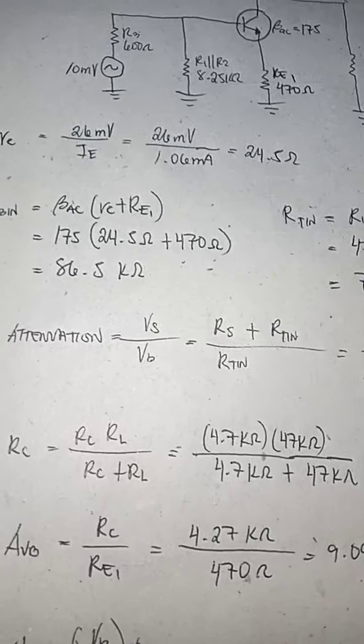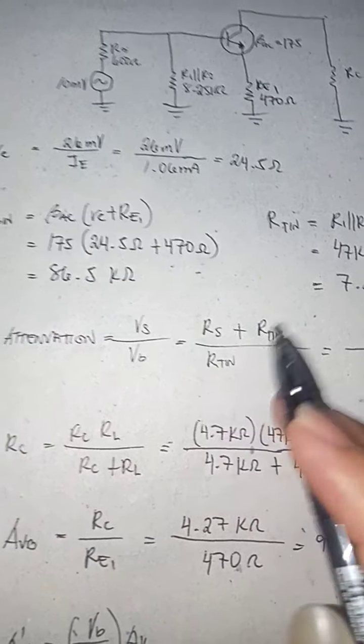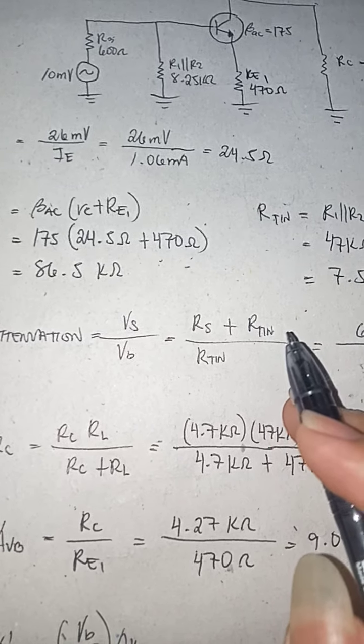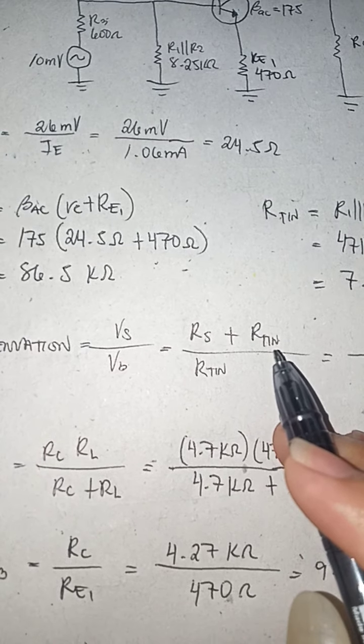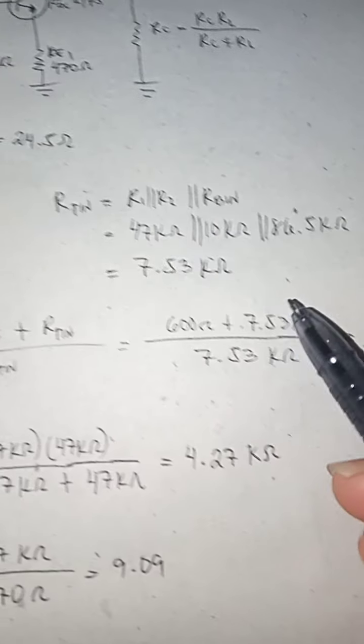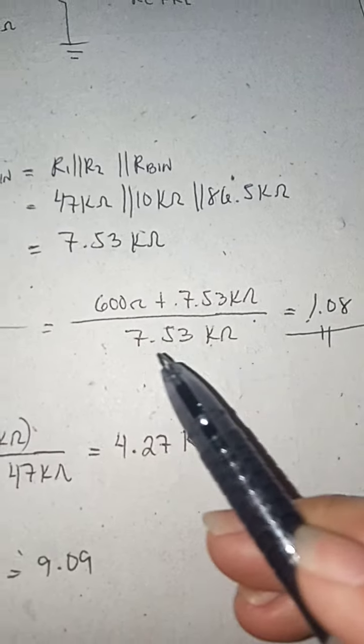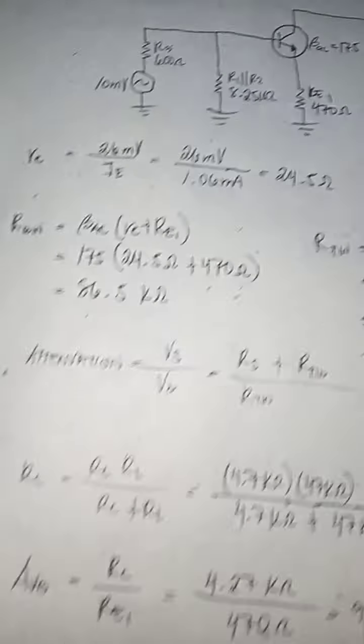For the attenuation, the formula is Vs over Vb, equal to Rs plus total input resistance over the total input resistance, which is 600 ohms plus 7.53 kilo ohms over 7.53 kilo ohms, which is equal to 1.08.